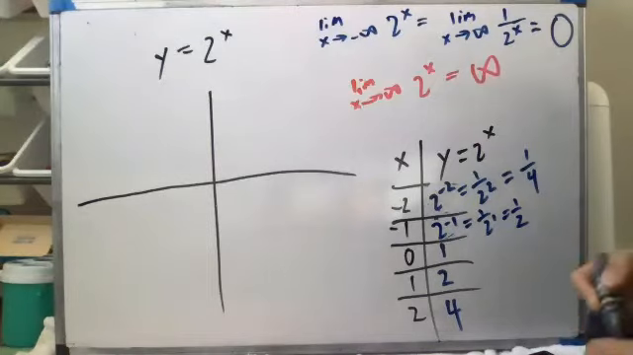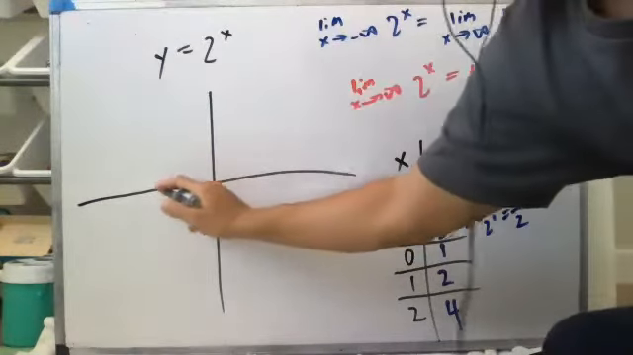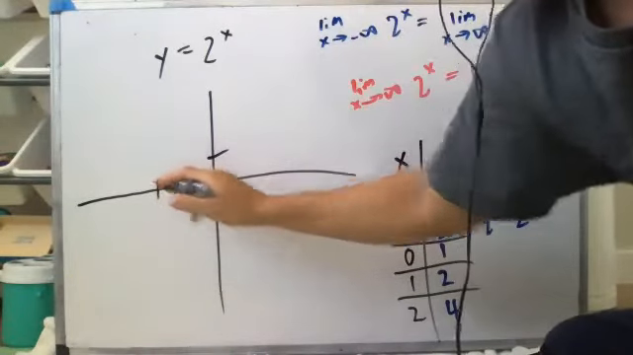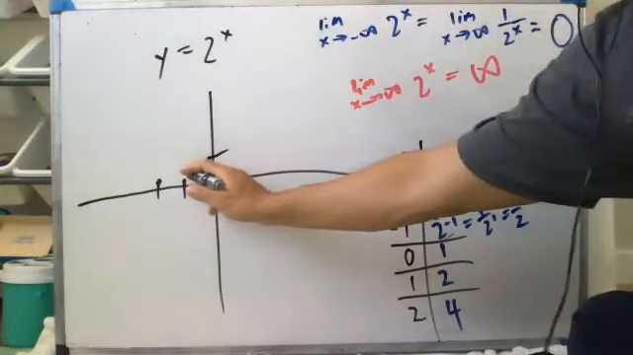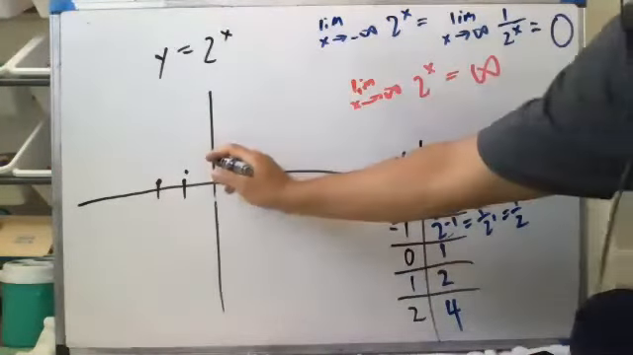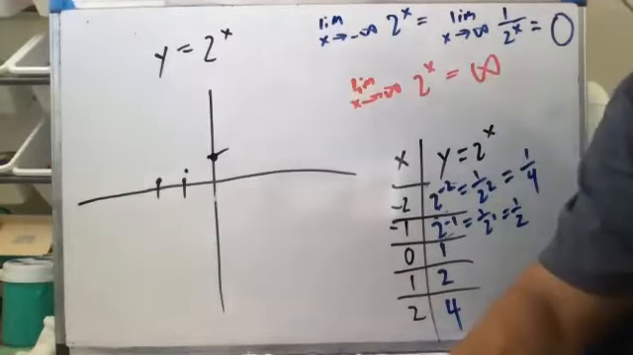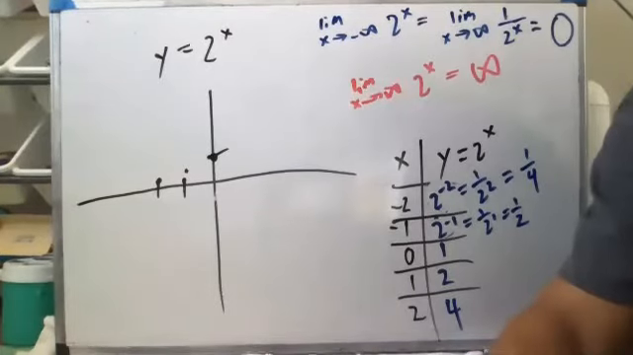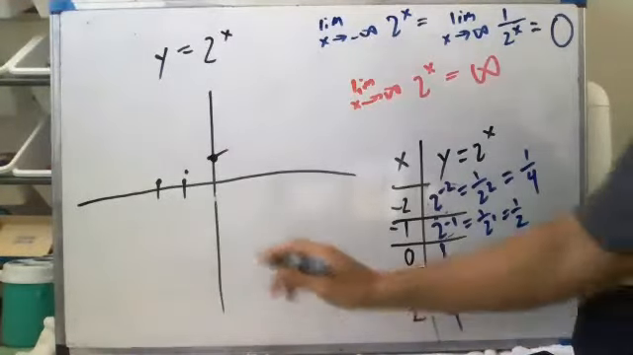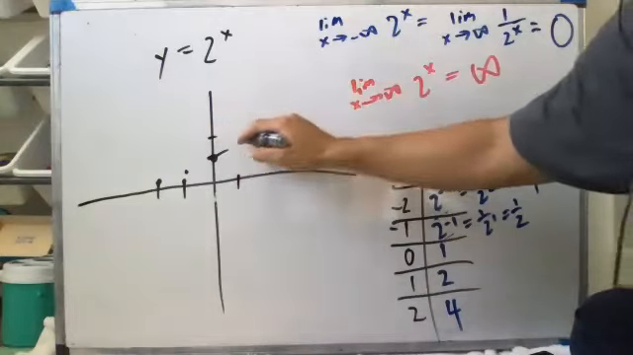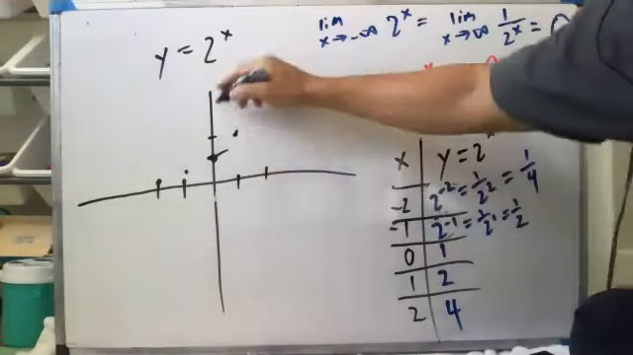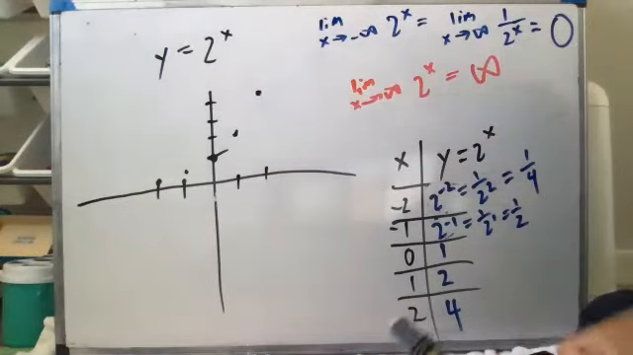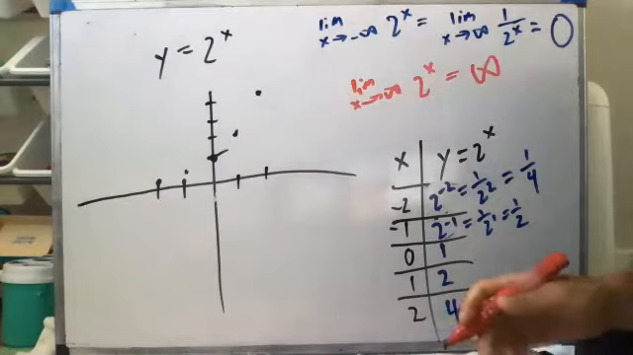Let's plot those points. -2, 1/4 is right over here. -1, 1/2 is over here. And 0, 1 is right there. Then 1, 2 is here, and 2, 4 is over here. We just connect the dots.